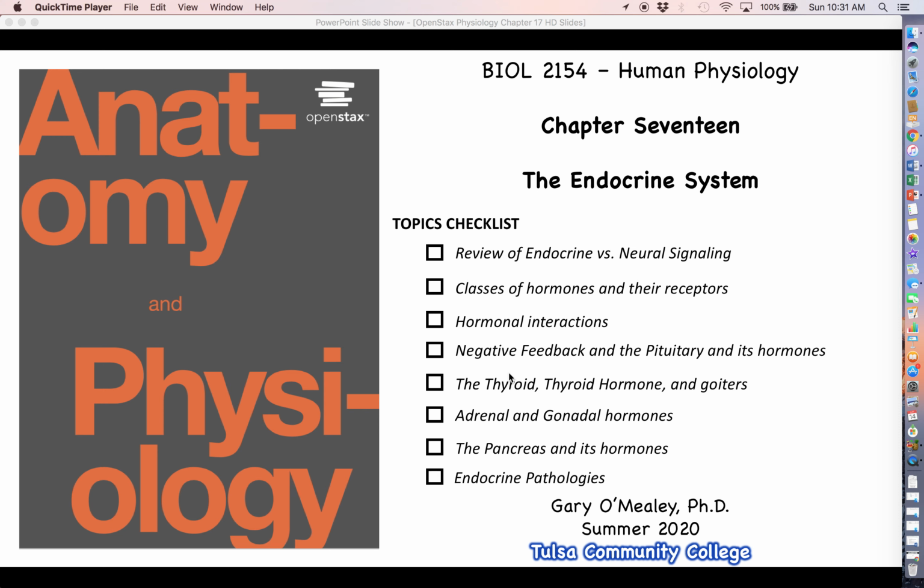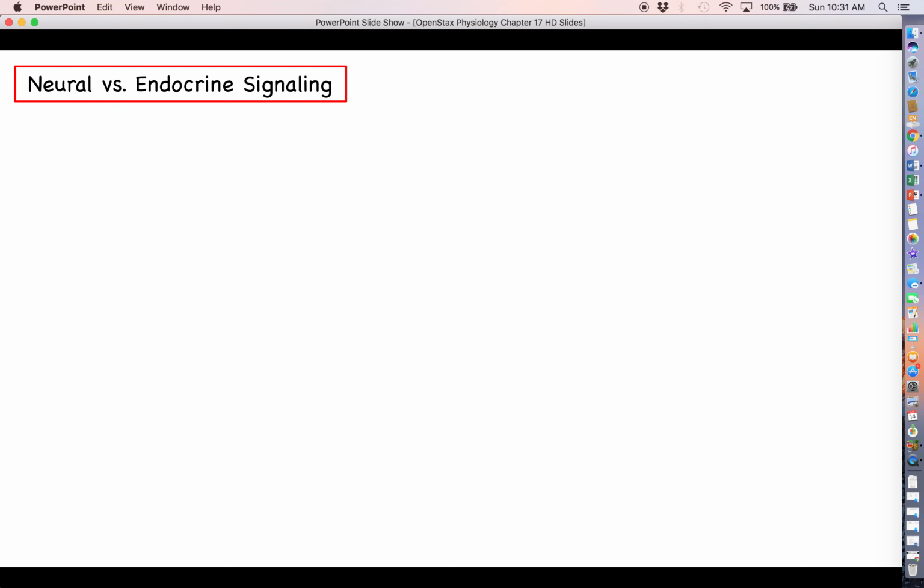So just so you're aware moving forward, this is going to be one of the longest chapters that we cover in this course, so I just want to make sure that you are well prepared. But with that being said, let's start gently here with just a quick little review about the difference between endocrine and neural signaling so that we'll know exactly what we're dealing with in this chapter on the endocrine system.